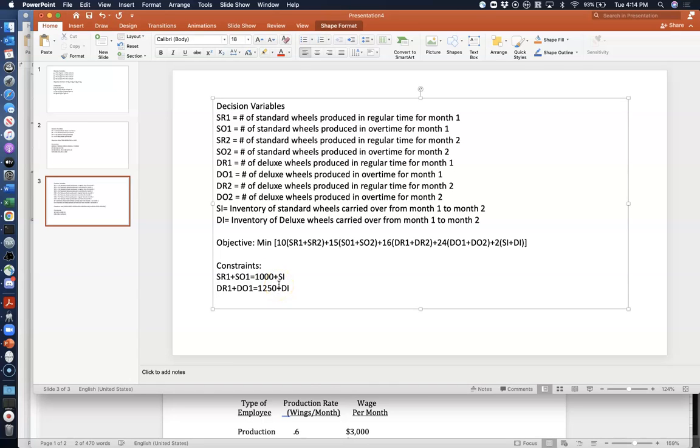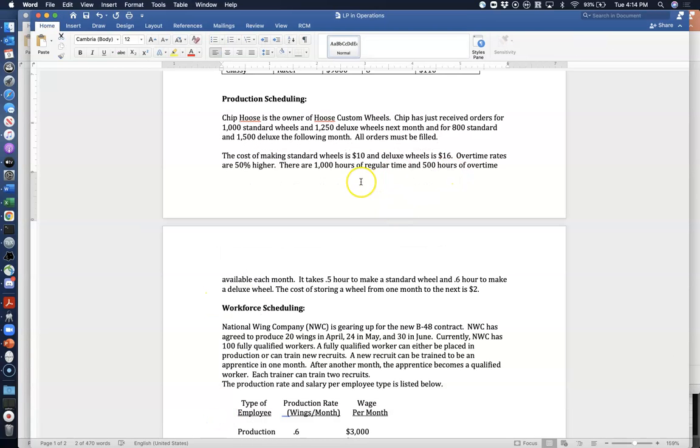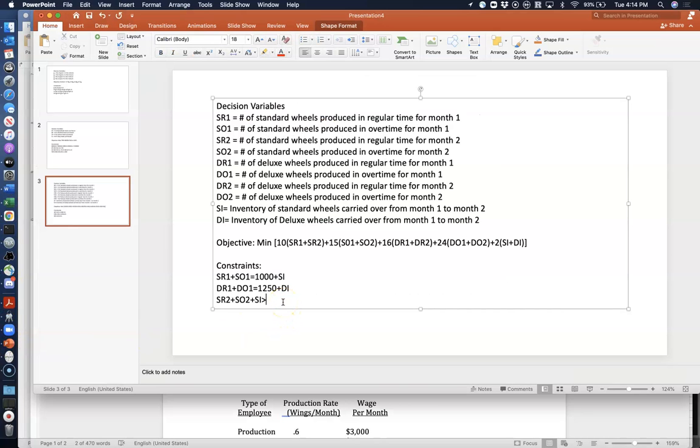Now let's look at the second month. In the second month, the total number of standard wheels you have is SR2 plus SO2 plus SI, so anything you carried over from the first month. This has to be enough to satisfy the demand, which is 800 standard wheels in the second month. So it has to be greater than or equal to 800.